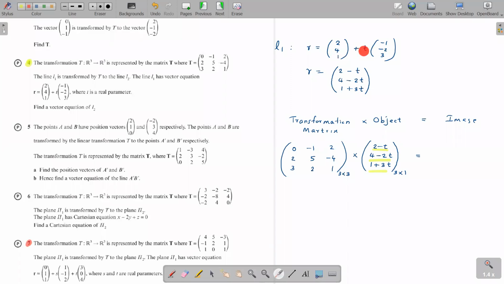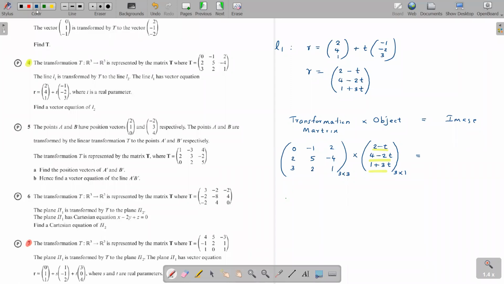Okay, basically the method is exactly the same, right? We add the position vector and direction vector and get the coordinate of the line, isn't it? And then we use the equation: transformation matrix times object coordinate equals image coordinate. The transformation matrix is what they have provided over here. The object coordinate is the object coordinate of your line, and we added it: 2 minus t, 4 minus 2t, 1 plus 3t. So we take these two and we multiply, right? So it's a 3 by 3 matrix multiplied with a 3 by 1, which means your answer matrix should be a 3 by 1 matrix. Are you with me?